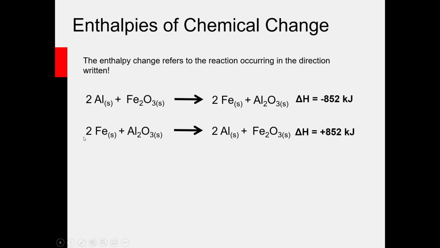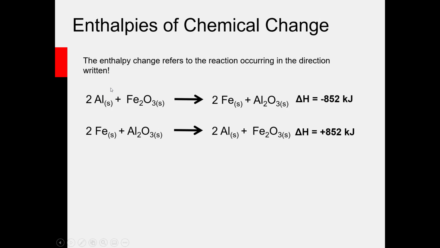If I try to run the reverse reaction, 2 moles of solid iron reacts with 1 mole of aluminum oxide, giving us 2 moles of aluminum and 1 mole of iron(III) oxide. The enthalpy change is the same magnitude, but now it's positive. Now this reaction would be endothermic, and you would have to have 852 kilojoules of heat absorbed from the surrounding environment to successfully run the reverse of the thermite reaction.